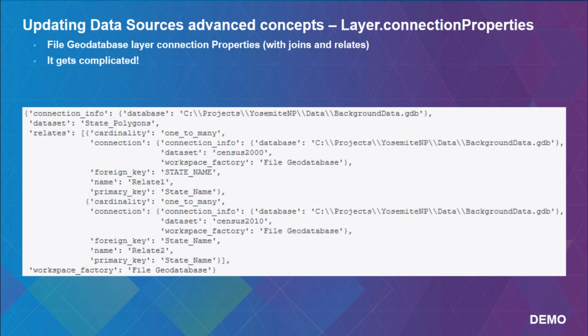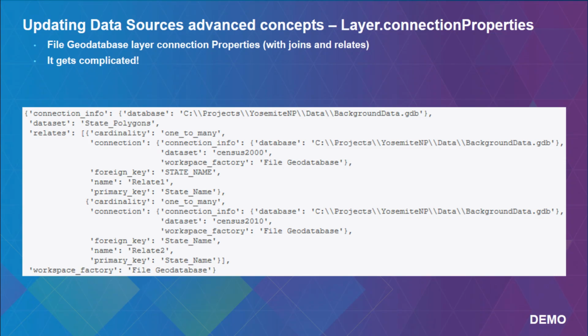Now, like I said, this is more useful for workflows where you have joins and relates. And this dictionary is a layer that has a couple of relates on it. And don't worry about reading everything on the slide or understanding everything in this dictionary. I just want to show you that there's a lot of properties that as a developer you're able to dig into these dictionaries and change anything you want.